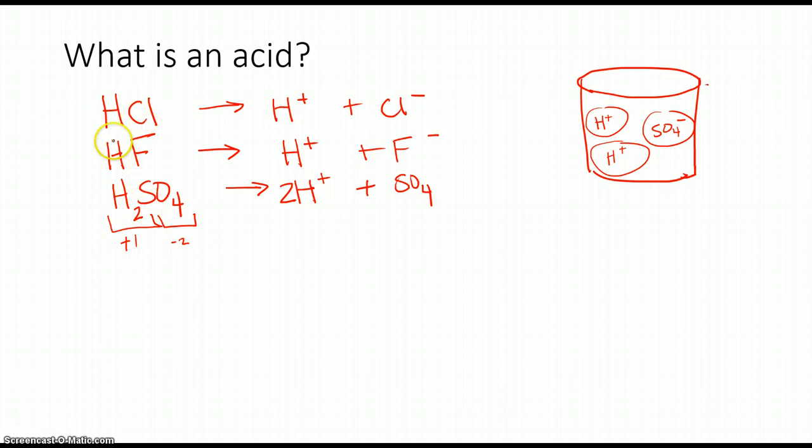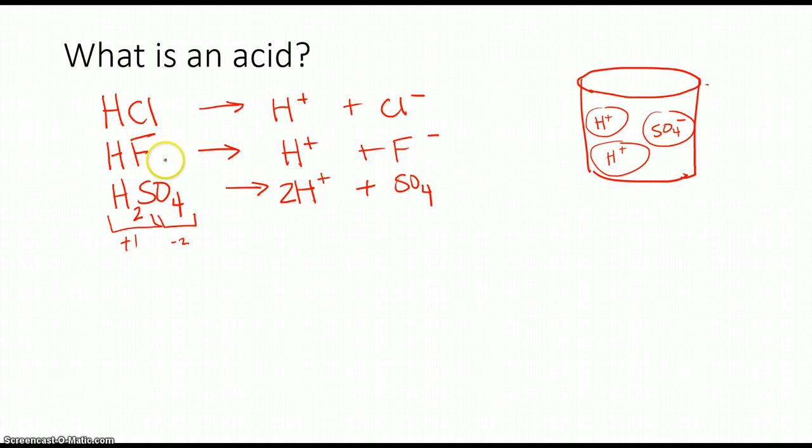So here we have hydrochloric acid and hydrofluoric acid, and then many of you have heard of sulfuric acid before as well. We won't go into details of why this one is called hydrochloric acid and this one sulfuric acid as opposed to hydrosulfuric acid, but there are some rules. And at this point, I will just identify them for you.